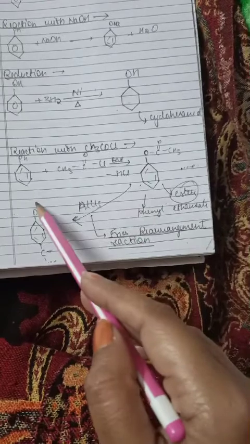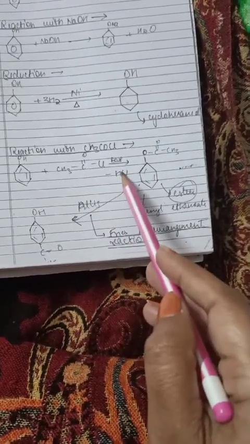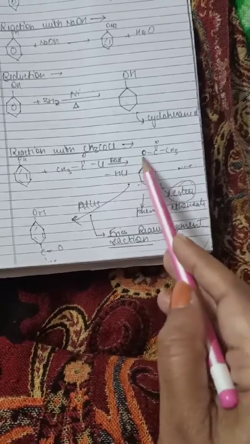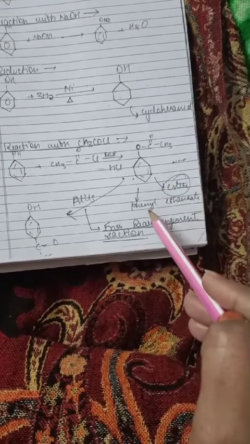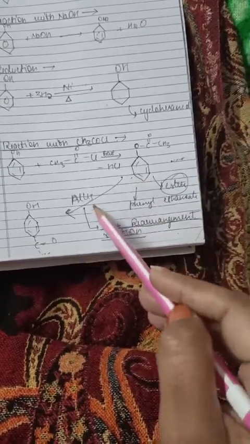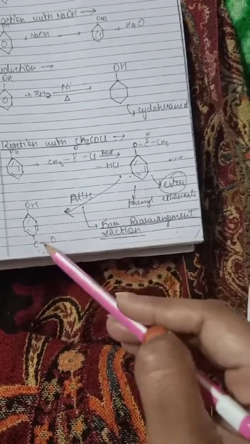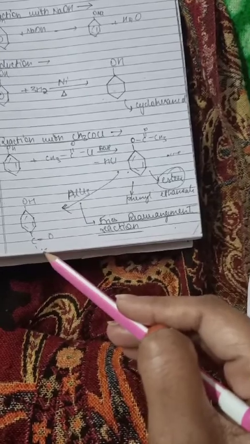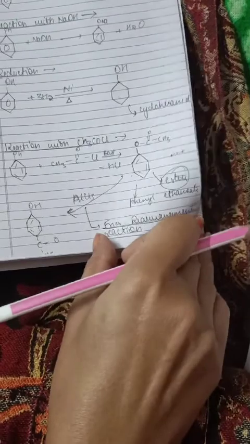Here phenol reacts with CH3COCl, forming HCl, and it forms O-C double bond O-CH3. Ester formation takes place, the phenyl ethanoate. In the presence of AlCl3, it forms OH phenol with the carbonyl group present here. So we can say it is the Fries rearrangement reaction. This is one type of reaction.